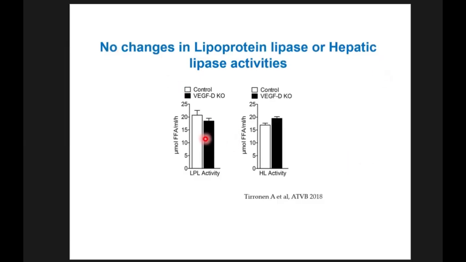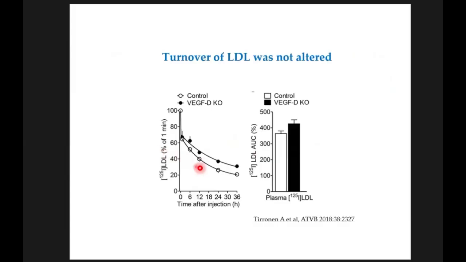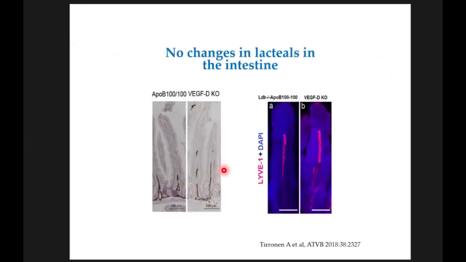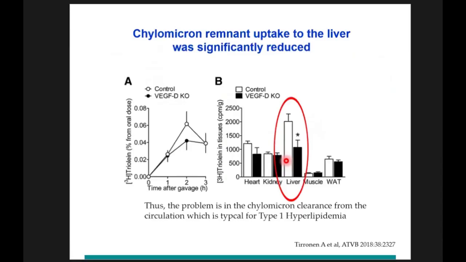There were no changes in lipoprotein lipase or hepatic lipase, which were the first suspects that would cause this. There were no real differences in LDL turnover with radiolabeled ligand. And there were no changes in lacteals in the intestine, because you would think that maybe the VEGF-D causes something in the lacteals, which are important for lipid absorption, but that was not the case. So then when we looked further with lipid absorption with triolein, that was normal.